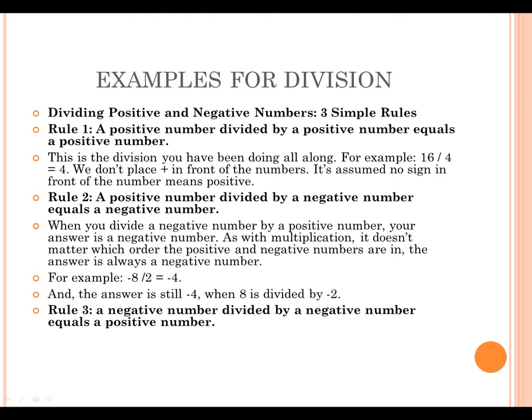The third rule is that a negative number divided by a negative number is equal to a positive number. Here is an example: minus 8 divided by minus 2 is equal to plus 4. So if the signs are the same, the answer is always positive.